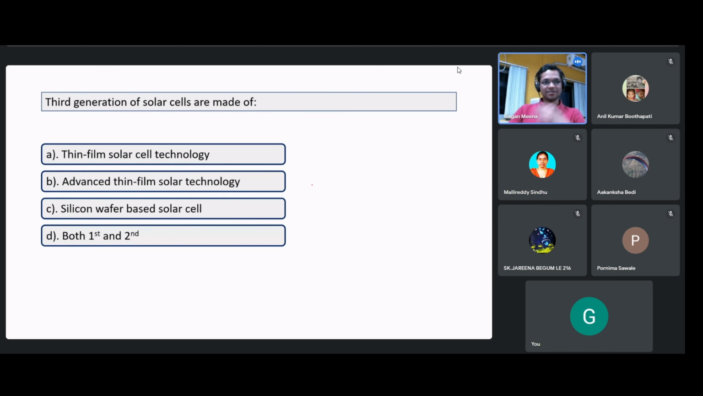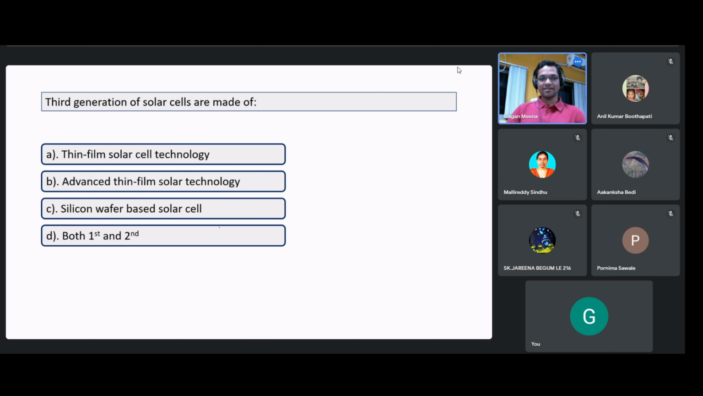Now the next question is, third generation of solar cells are made of? This was there in the lecture. Any guesses? Thin film, advanced thin film, or silicon wafer based? D. No, D is not correct. The answer is B, advanced thin film solar technology.